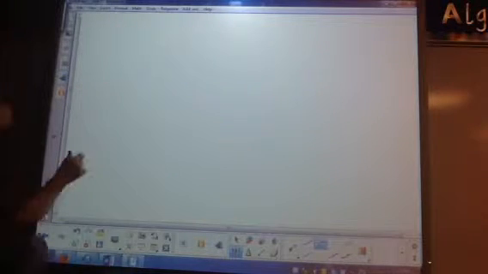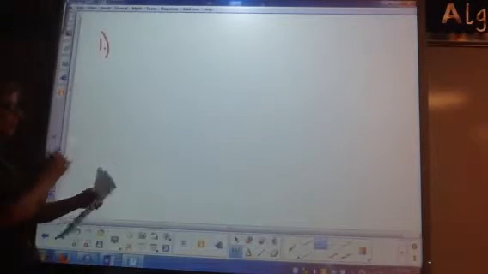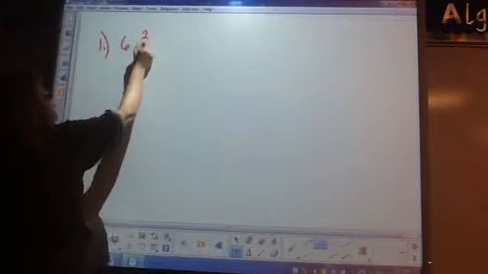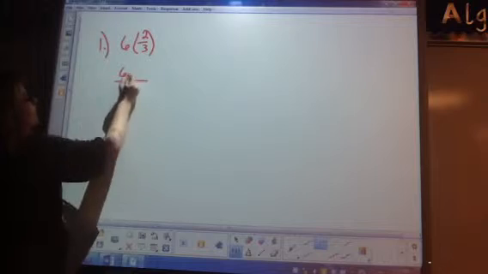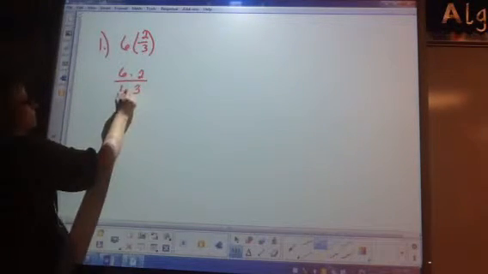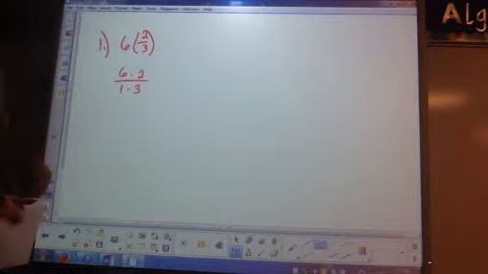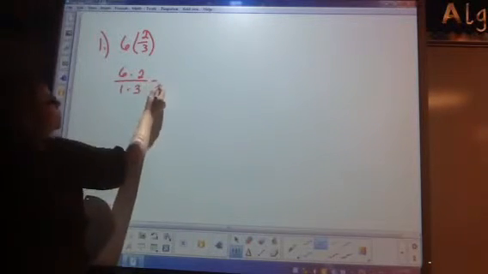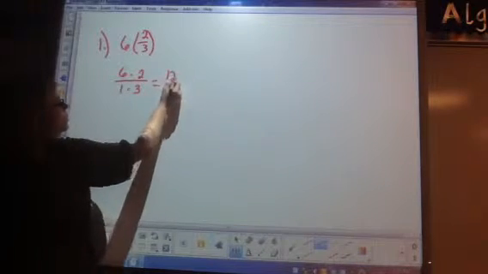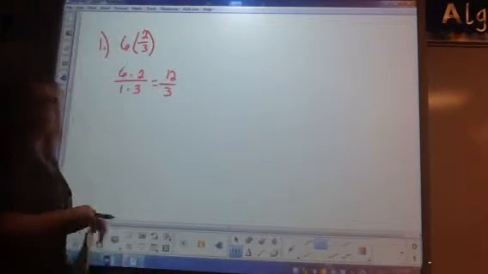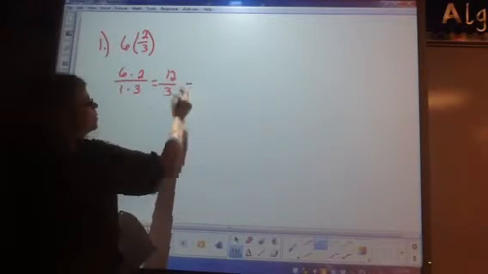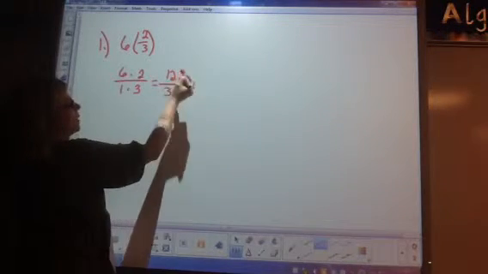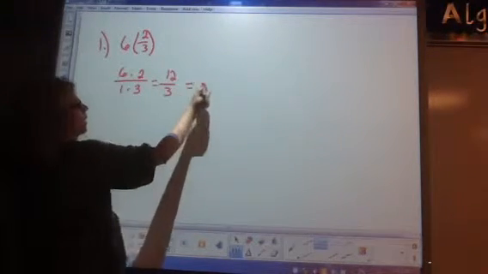Okay, so let's practice some of this. So here's number 1. Please write this down in your notes. We have 6 times 2/3. Okay? So, we put 6 over 1, and we multiply it by 2/3. So you multiply your numerator and you multiply your denominator. Now there's 2 ways you can do this, class. You can multiply straight across. 6 times 2 is 12. 1 times 3 is 3. This is called improper because the numerator is larger than the denominator. So you need to change it to a mixed number. How many times will 3 go into 12? Or what's 12 divided by 3?